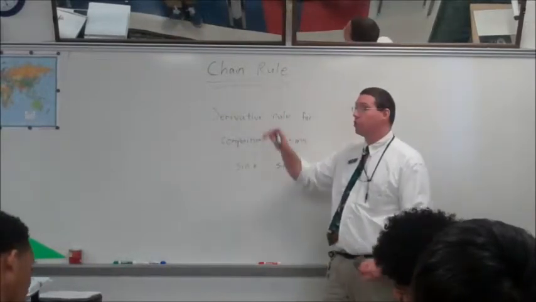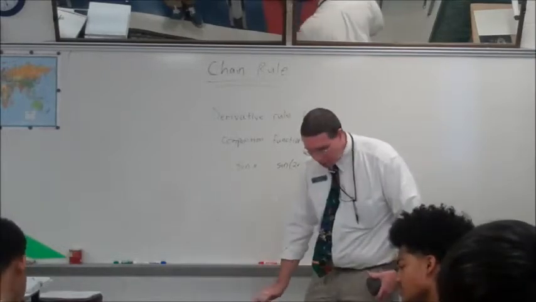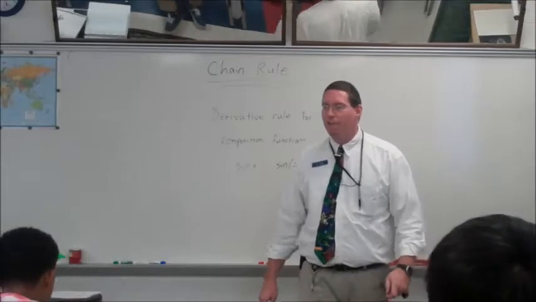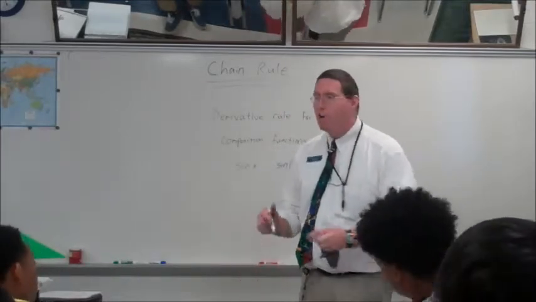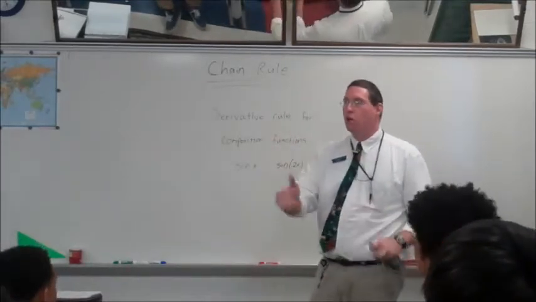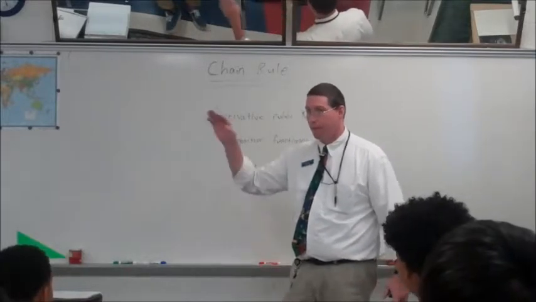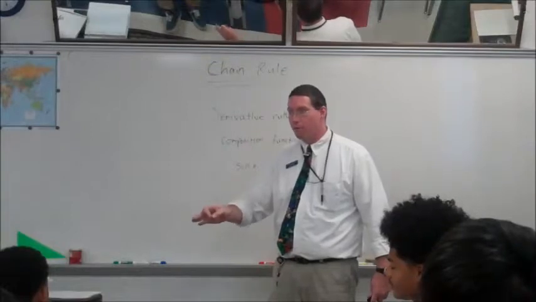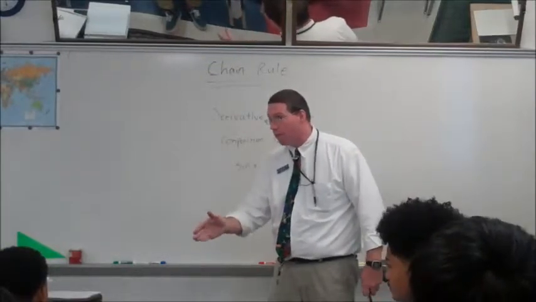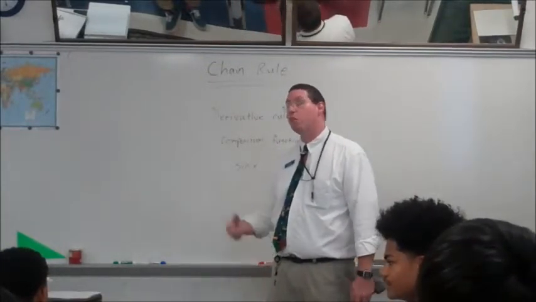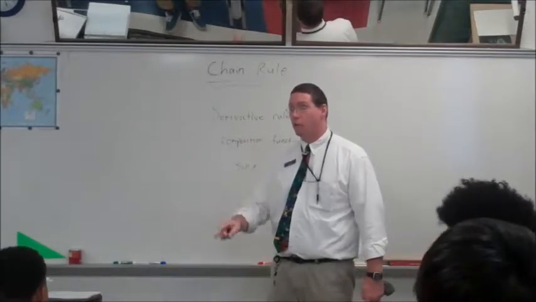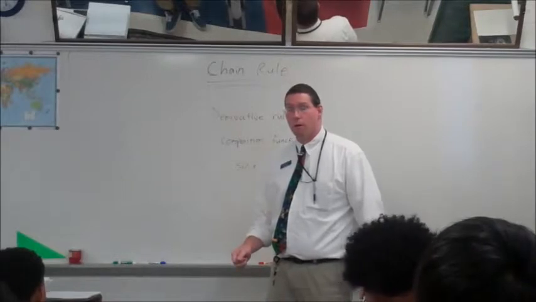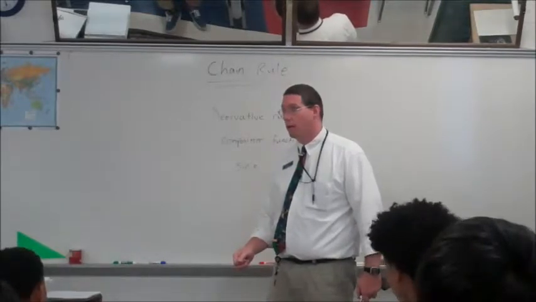The basic idea with the chain rule is this: if you're looking at a function and where you would normally see just x, you see something other than just x. You see 2x. You see x squared. You see the square root of x. Is this okay? All right.